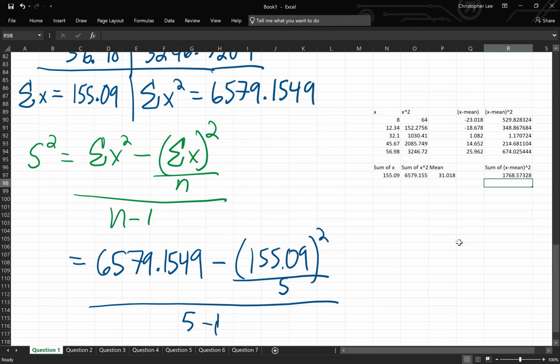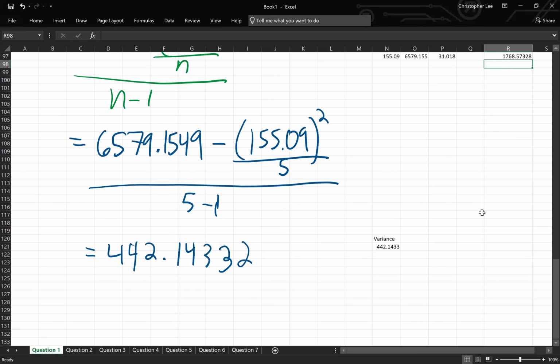And then when you divide that now by 4, that's how you get the variance, right? And just to verify that it's the same, I'm going to show you right here. I'm going to take this number here, divide that by the 5 minus 1, which is 4. And as you can see in the second way, these numbers match. Same thing, all right? So if you're doing it the second way, that's what you should get.